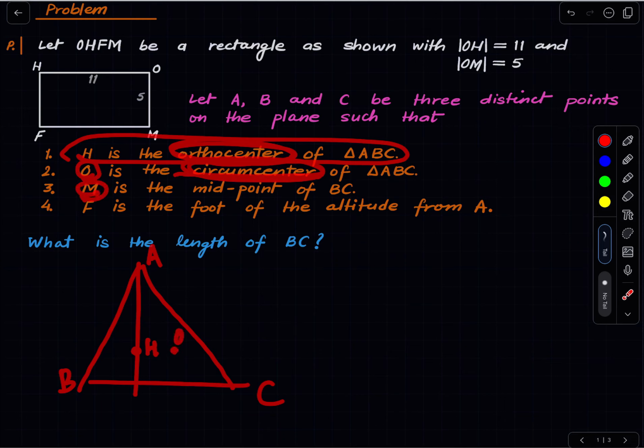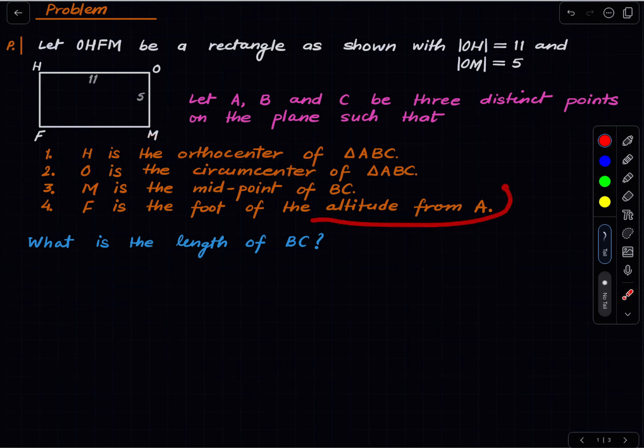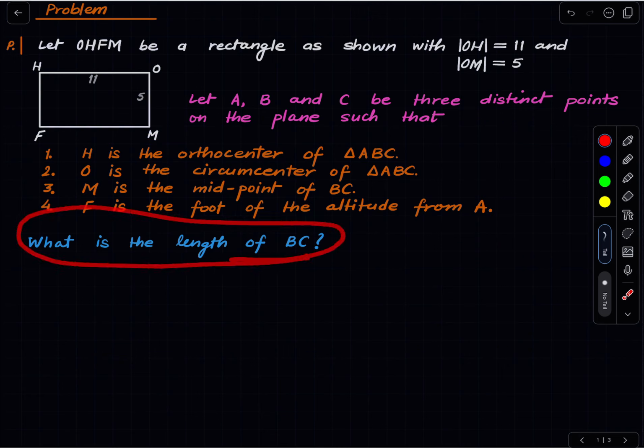M is the midpoint of BC, so M is somewhere here. And F is the foot of the perpendicular dropped from A. So the line passing through A and going through H is necessarily the altitude because H is the orthocenter. So F is this point. And what we are given is that this is a rectangle and its dimensions are 5 units and 11 units. I will make a much better diagram in the next slide, but this is the data given to us. The question is, what is the length of the side BC?